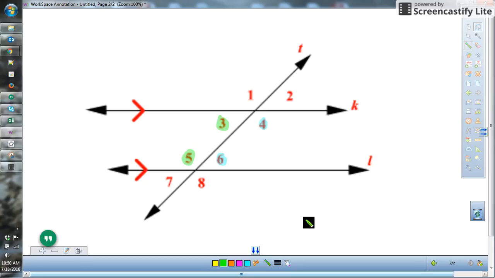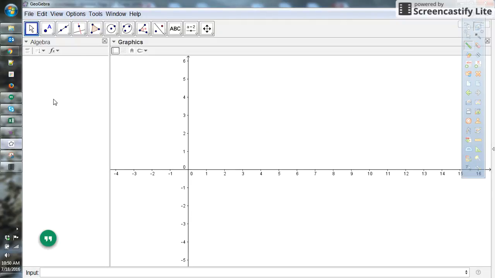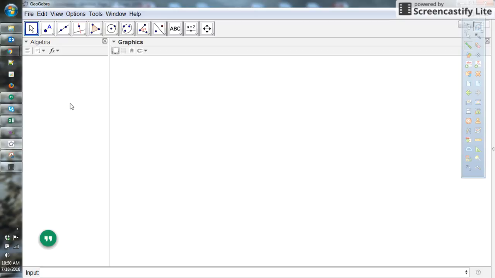Now I'm going to switch over to another tool to show you the relationships between these. This tool is called GeoGebra. GeoGebra is a great tool for showing geometry concepts. I'm going to walk you through as I build my parallel lines and then as I build my angles to show you.